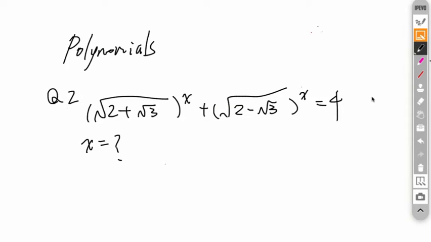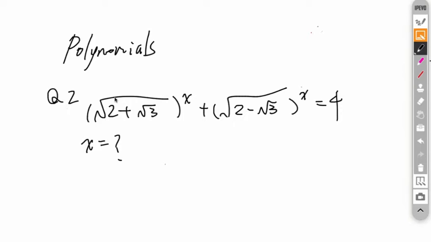So let's now look at our second question. It asks to solve for x in this equation. This question doesn't seem to be something that we'll talk about, because it involves not only one root but 2 roots, and it has x in its exponents. So how will we solve this problem?